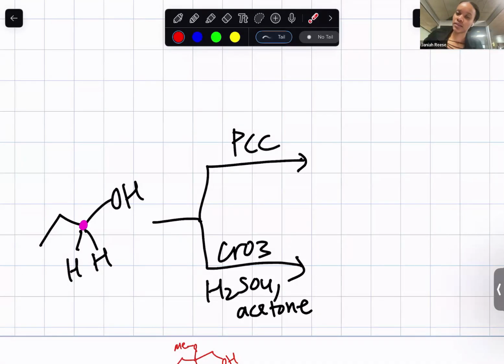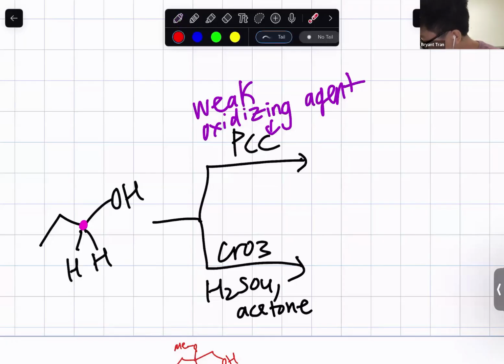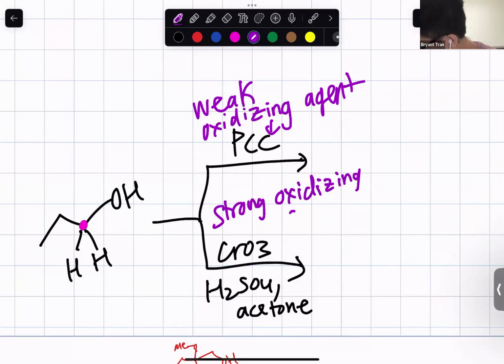Okay. So PCC here is going to be considered a weak oxidizing agent. CrO3, H2SO4 and acetone here, that overall reagent is going to be considered a strong oxidizing agent.